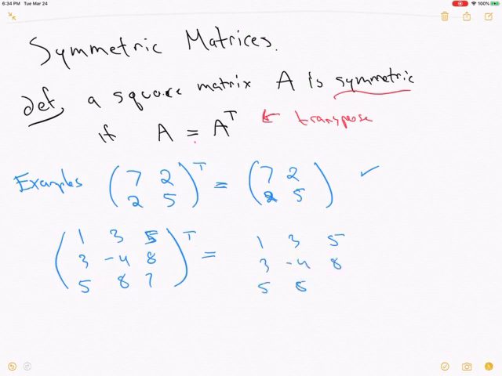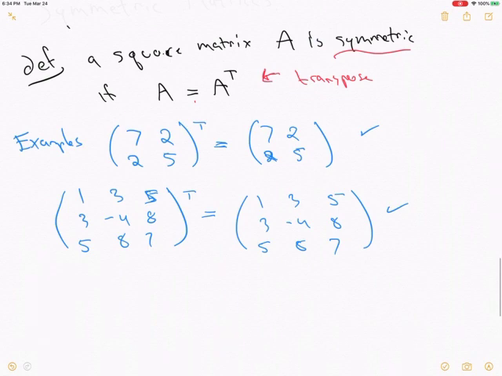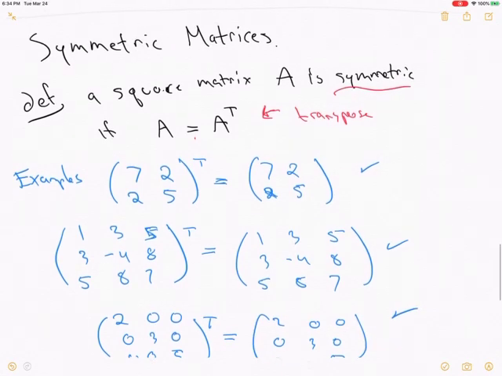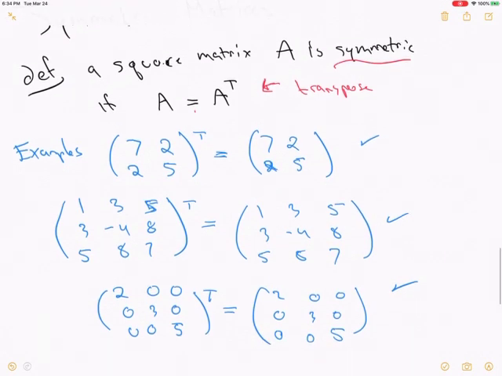And it's actually equal to its own transpose. So any diagonal matrix is clearly symmetric because you just swap the rows and the columns and you preserve equality. So these are what symmetric matrices look like.